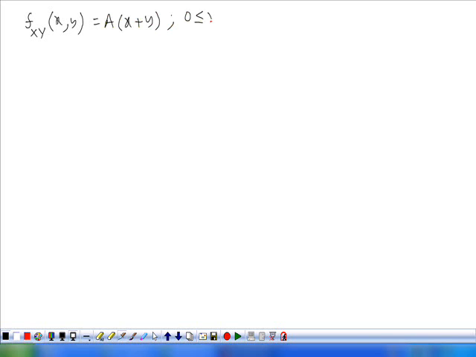for 0 to 1 and 0 to 2. Both x and y are lying in the interval 0 to 1. So this is the joint probability density function of the random variables x and y.